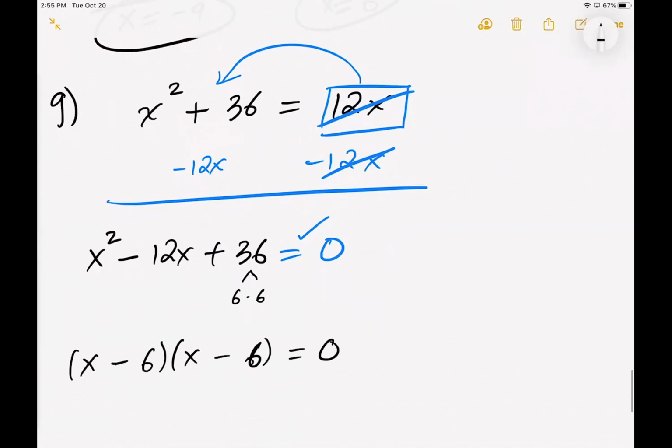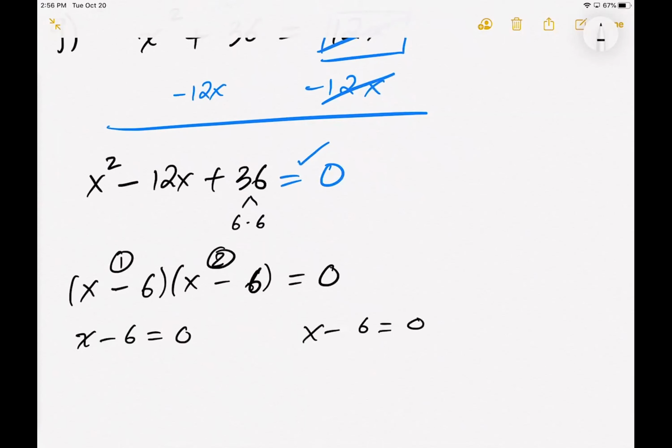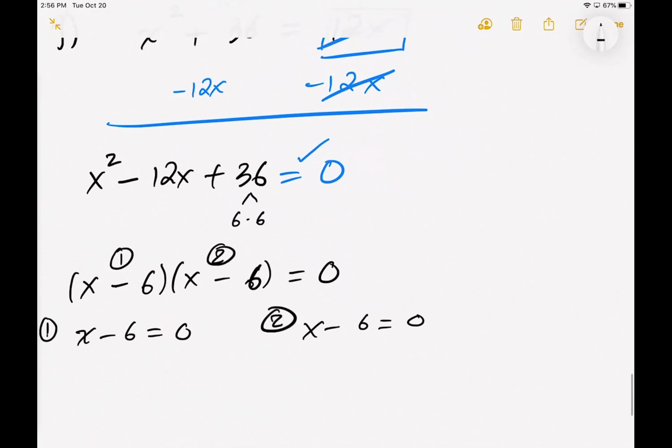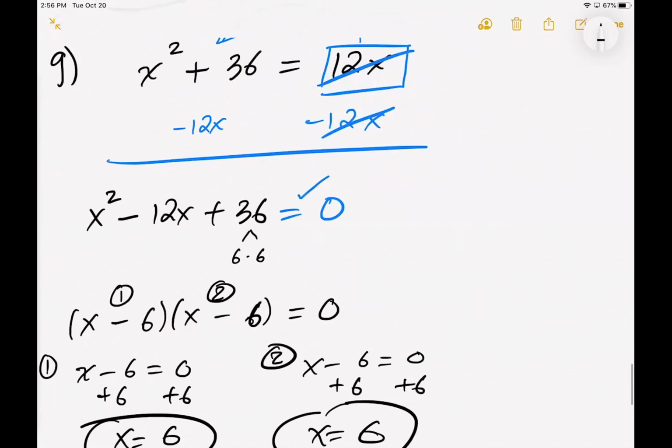And if they are both negative, do you see that what I have is x minus 6 equal to 0, x minus 6 equal to 0, right? Take the first item, set it equal to 0. Take the second item, set it equal to 0. And again, I just add 6 to the other side. Therefore, I have x equal to 6. So the two answers we have are exactly the one number. Okay. So make sure this is your goal.